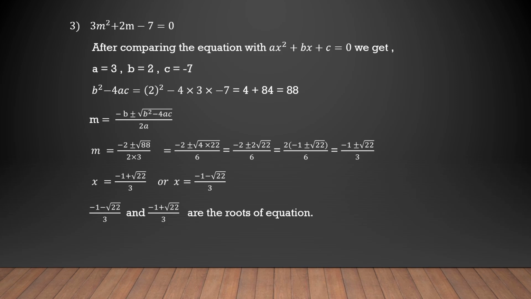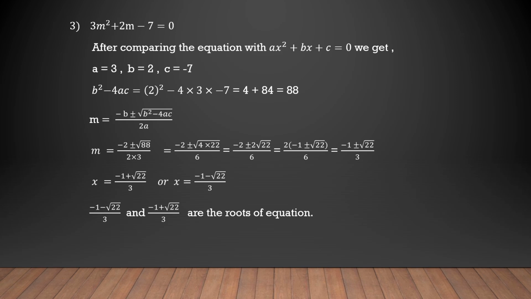So value of b is 2. So square of 2 minus 4 into a into c. A is 3 and c is equal to minus 7. So we write minus 4 into 3 into minus 7. Minus 4 into 3 is minus 12 and minus 12 into minus 7 is plus 84. Square of 2 is 4. So 4 plus 84 is equal to 88.